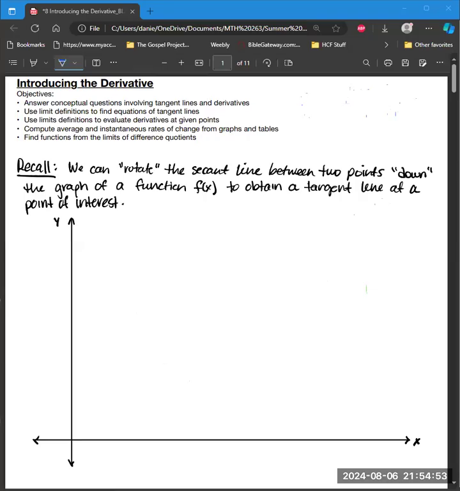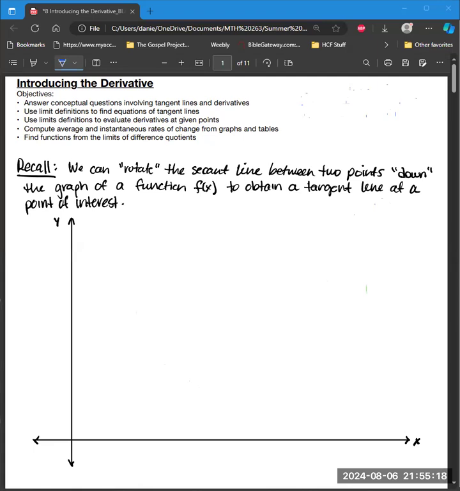In this video, we'll be introducing the derivative. Our objectives will be to answer conceptual questions involving tangent lines and derivatives. We use limit definitions to find equations of tangent lines. We use limit definitions to evaluate derivatives at given points. We'll compute average and instantaneous rates of change from graphs and tables. We'll find functions from the limits of difference quotients.